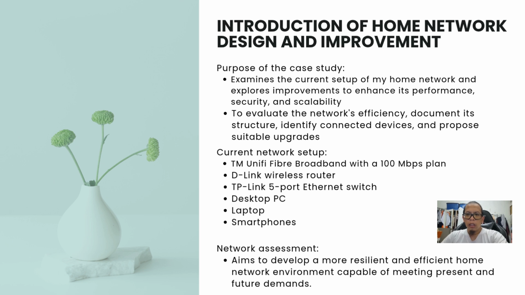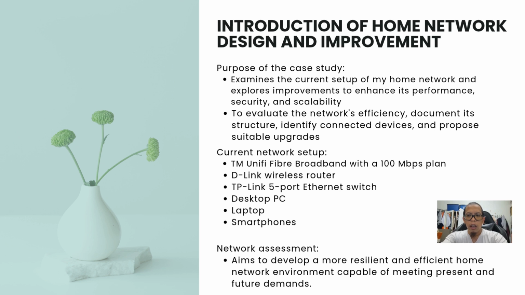So for my current home network, what the current setup looks like is, first, we use this TM Unifi fiber home broadband with a 100 Mbps plan. Then it connects with the D-Link wireless router. After that, it connects to the TP-Link 5-port unmanaged switch. From the switch, it connects to the desktop PC and laptops. Smartphones connect directly through the router, and for wireless connection, laptops also connect to the router.